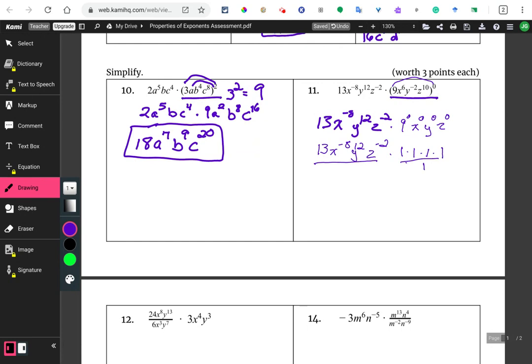But we are going to write this here, which is 13 is going to stay up at the top. 13. The x to the 8th comes down to the bottom because it has a negative exponent. The y to the 12th stays up at the top. And then you have z squared. Okay. So that is your answer for this. Okay. That's it. Nothing else. All done.